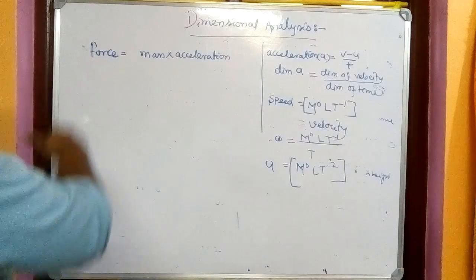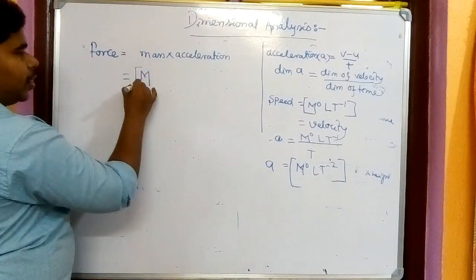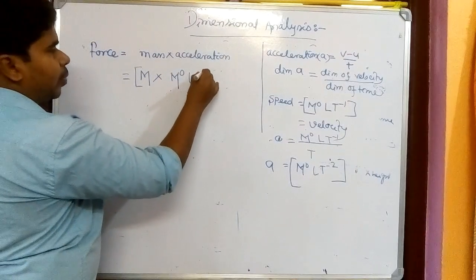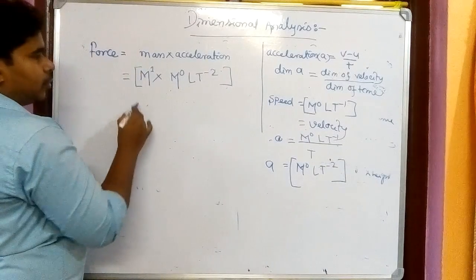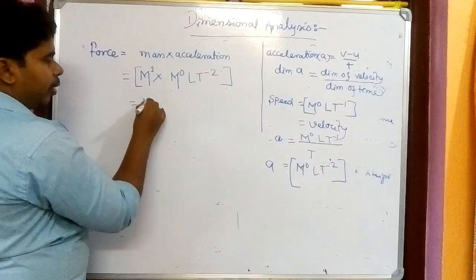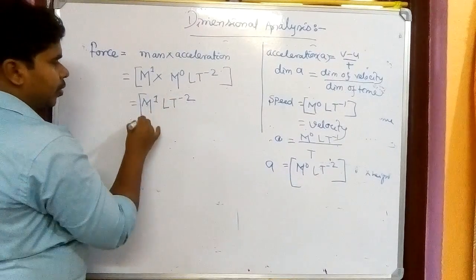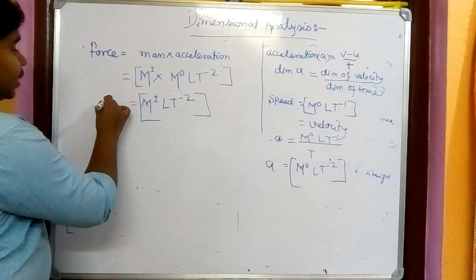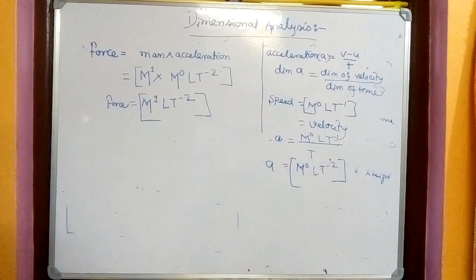Now for force, the dimension of mass, that is M, into the dimension of acceleration, M to the power 0 L T to the power minus 2. M means M to the power 1. So M into that means it is M to the power 1 L T to the power minus 2, because the powers should be added. So that is the dimension of force.